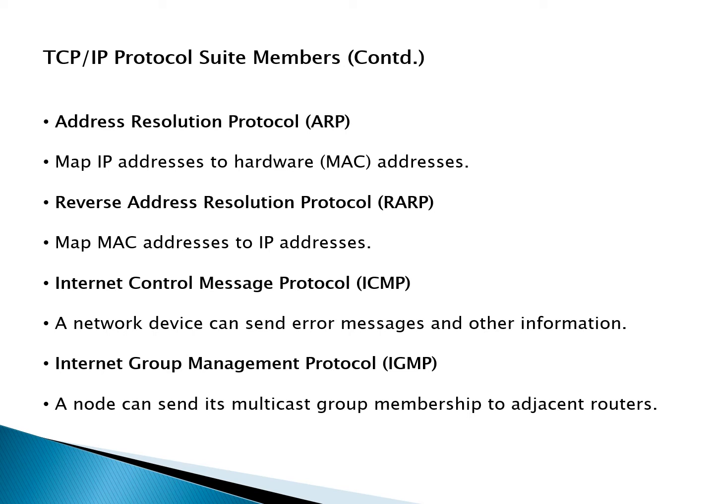Next is Internet Control Message Protocol, ICMP. It is mostly used for a device to send error messages to others. Next is Internet Group Management Protocol, IGMP. In this protocol, a node can send its multicast group membership to adjacent routers.